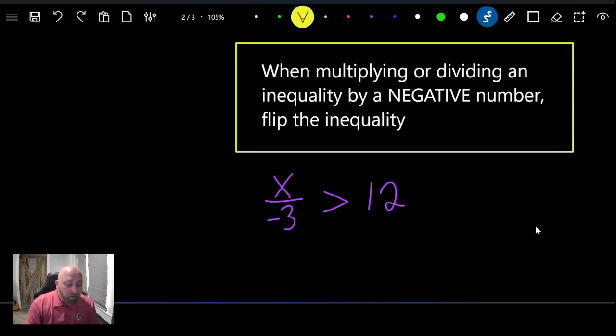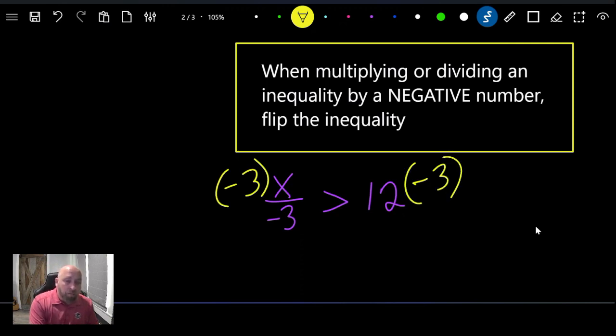All right, so here we go. What do we do here if this was an equal sign? Let's just say if it's an equal sign. All right, so if it's x over negative 3 equals 12, how do we solve this? Well, we would multiply a negative 3 by both sides, right? So that's what we're going to do here. We're going to multiply this negative 3 by both sides.